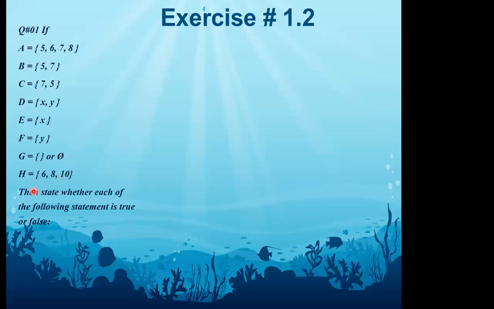Then what you have to do is state whether each of the following statements is true or false. Simply attempt the question and write whether it is true or false. You just write the answer, true or false. Now look here. Here you have question bit number 1. In bit number 1 you should know how to read this. How will you read it?